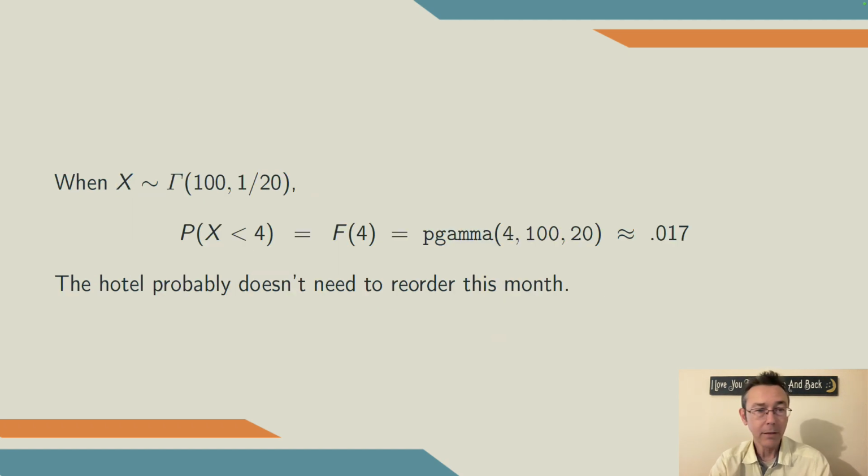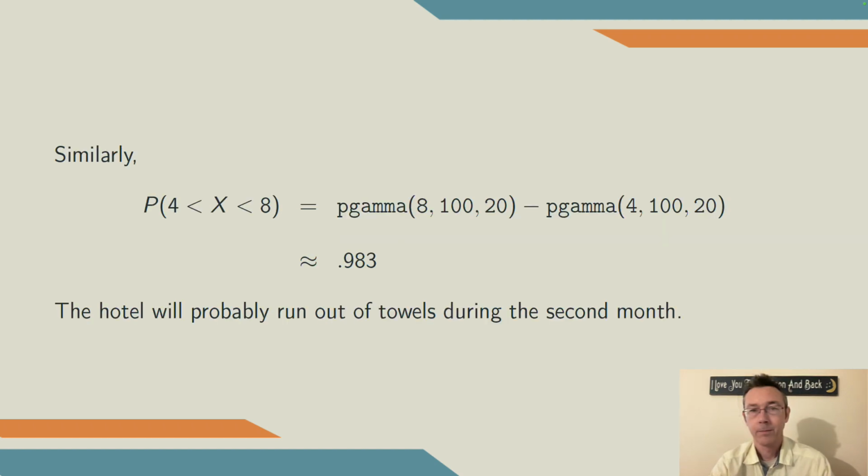The probability that 100 towels vanish in less than 4 weeks is big F of 4. We're evaluating the CDF of this gamma distribution at 4. Using technology, that's p gamma of 4, 100, 20. So that's the reciprocal of theta, which of course here is 1/20th. When we do out that command, we get about 0.017. So the hotel probably doesn't need to reorder towels this month. There's only about a 1.7% chance that they run out before the end of the month.